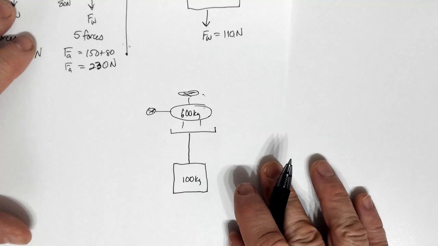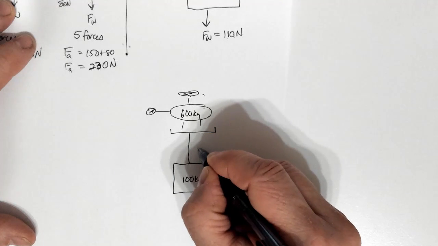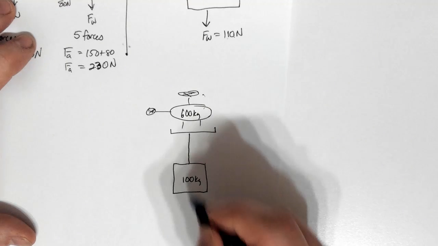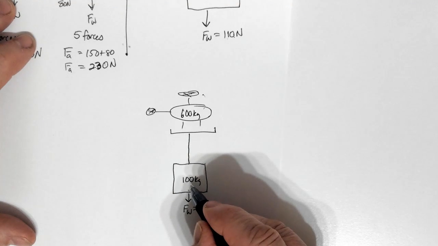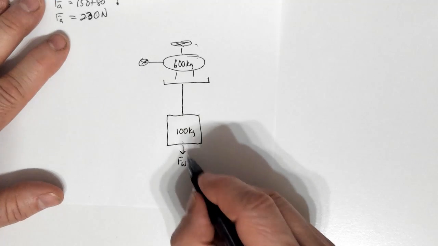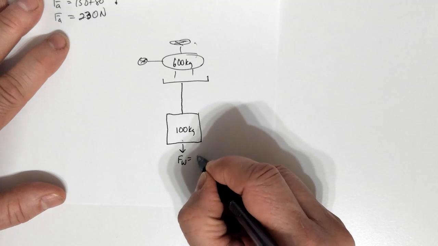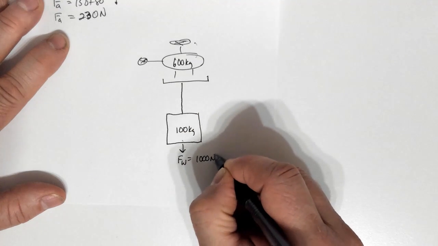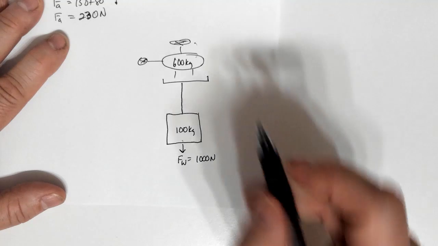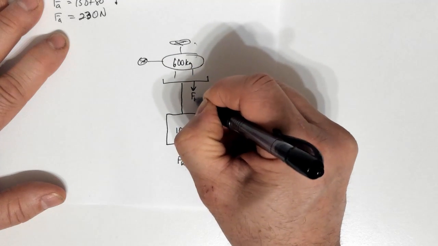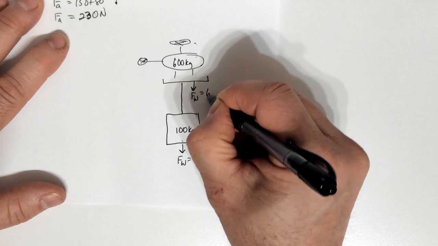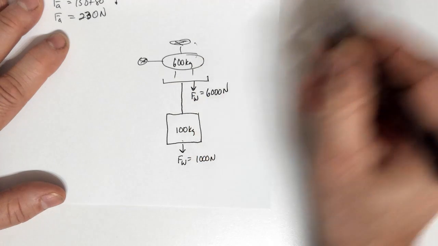Let's first of all, we can figure out the tension. We'll call this our cable, okay? We know that there's a force of weight down. We're using a value of 10. 10 times 100 is 1,000 newtons. Okay? But there's also weight on the helicopter. Force of weight of the helicopter, okay, is 6,000 newtons.